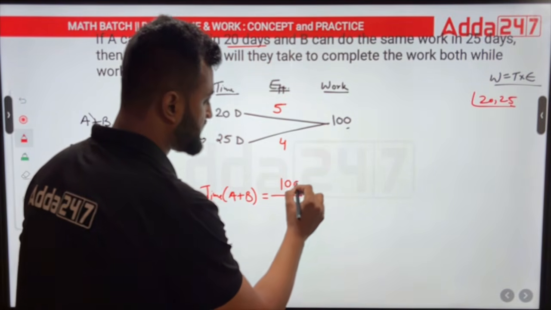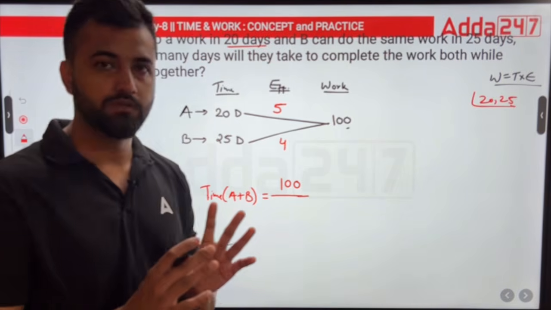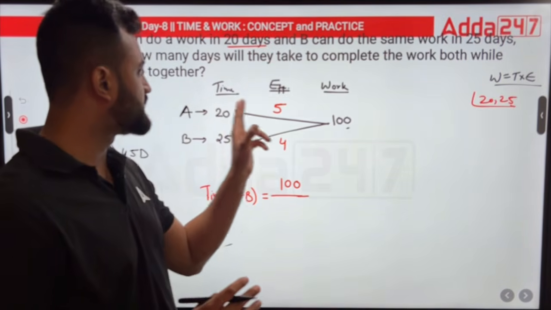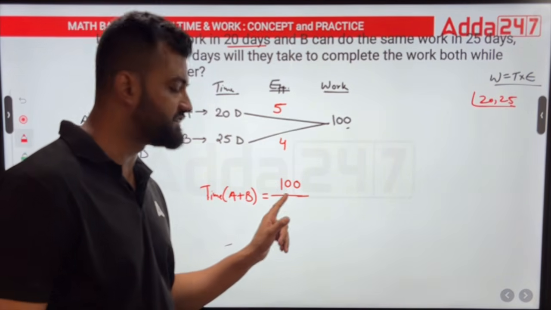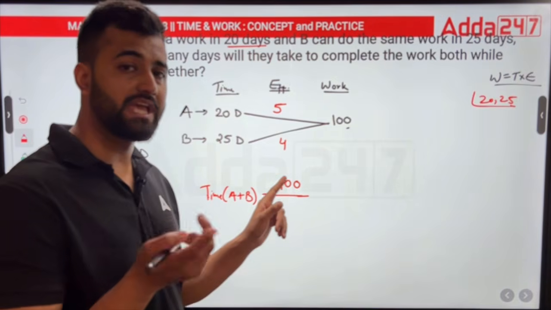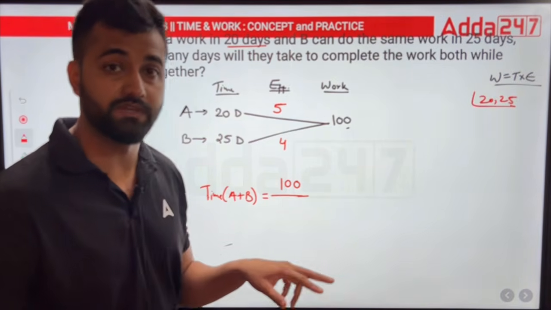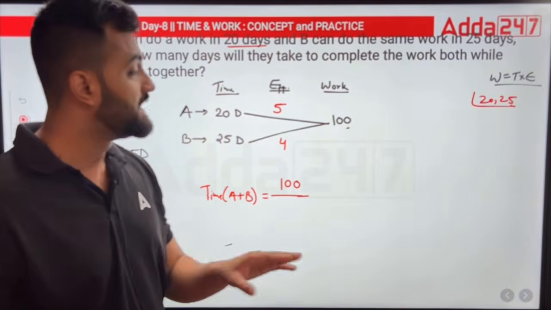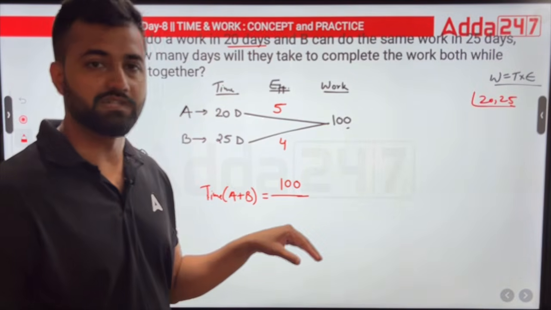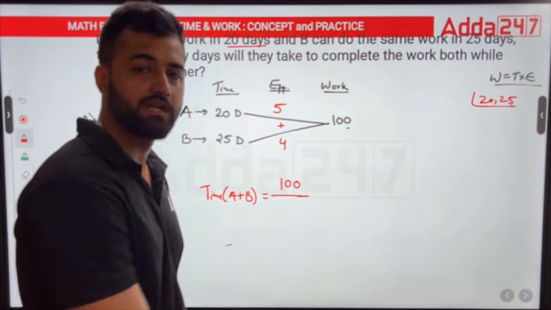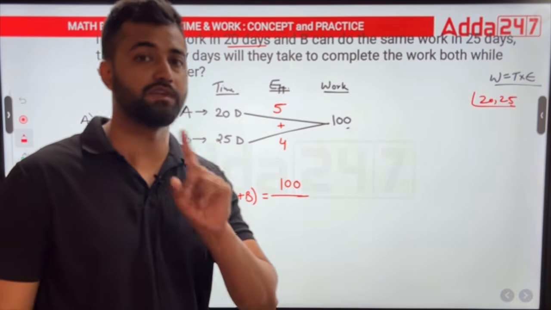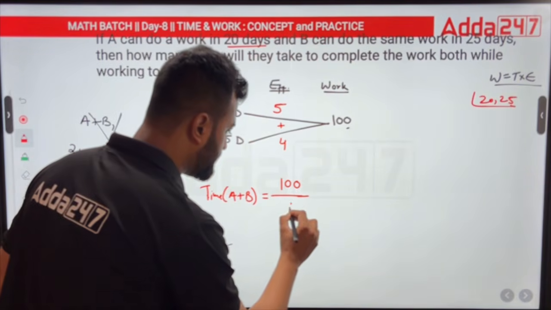But the catch is that now A and B both are working. So before, if A was working, then I would have put A's efficiency out here. If B was working, then I would have put B's efficiency out here. But now A and B are working together, so I have to take both of their efficiencies, right? Because in one day, A will also work, B will also work. That means total efficiency would be how much? 5 plus 4 would be 9. That means they'll be working with an efficiency of 9. So out here, you'll divide by 9.